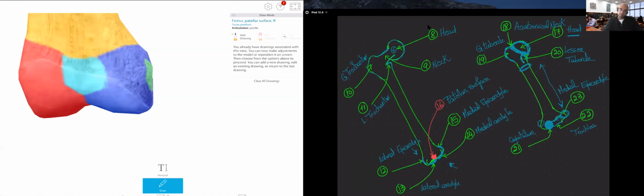Any difficulty? So again, important articulations here. Head of the femur is articulating with what? Is articulating with the acetabulum. The medial and lateral condyles of the femur are articulating with the tibia. Trochlea is articulating with the ulna. Capitulum is articulating with the radius. Remember, head of the radius. And the trochlea is articulating with the trochlear notch of the ulna.